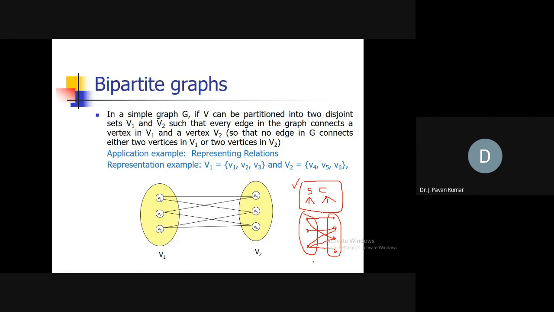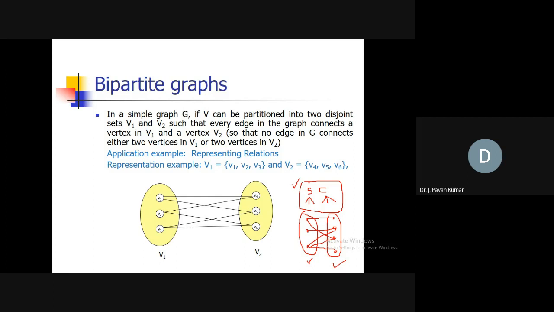So we can consider this graph as a bipartite graph. Why? Because the entire vertex set is divided into two partitions. One is students, another one is courses, and the two are independent. Why? Because we don't have any edges among these vertices, and here also we don't have any edges. That's why we can consider it as a bipartite graph. Is it clear? Any doubt in this bipartite graph?